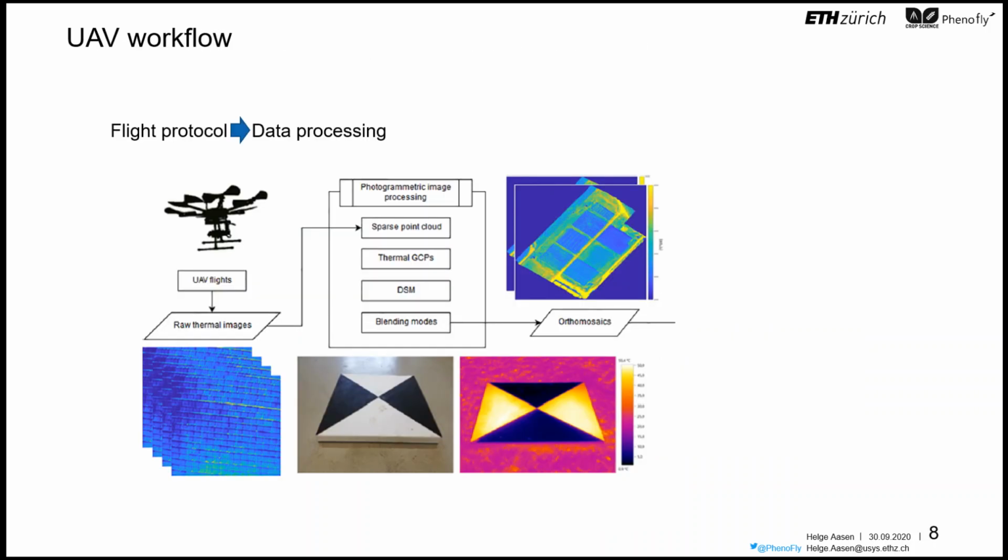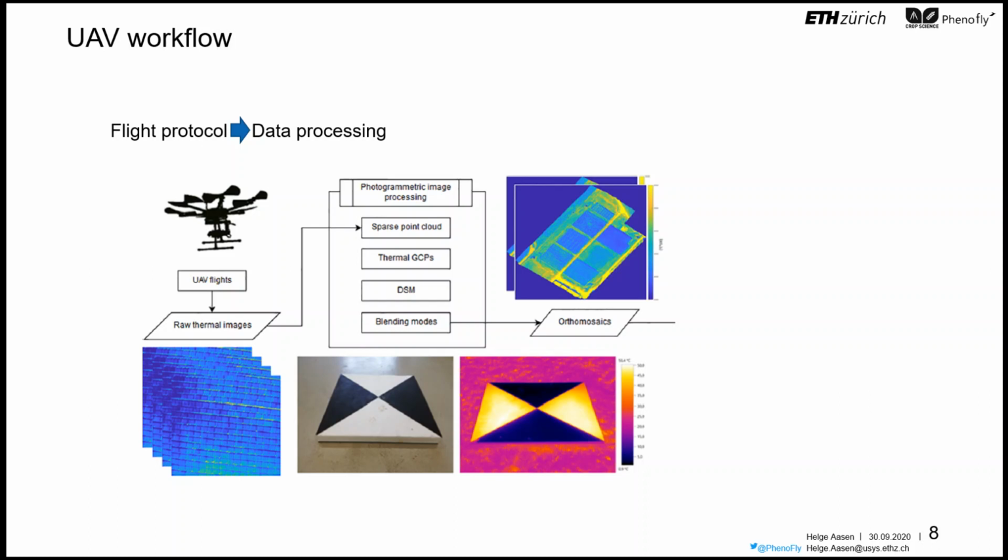So the first thing was to develop a flight protocol and a data processing workflow. For the flight protocol, we flew with a very high overlap at 80 meters. The overlap was about 90%, so we could compose a lot of images into one automosaic in the end. The camera records raw thermal images, but the camera is radiometrically calibrated, so we could transfer these into temperature readings in Celsius.